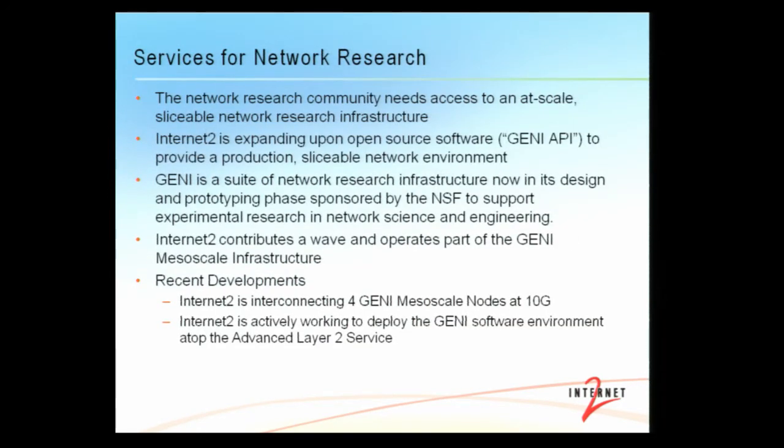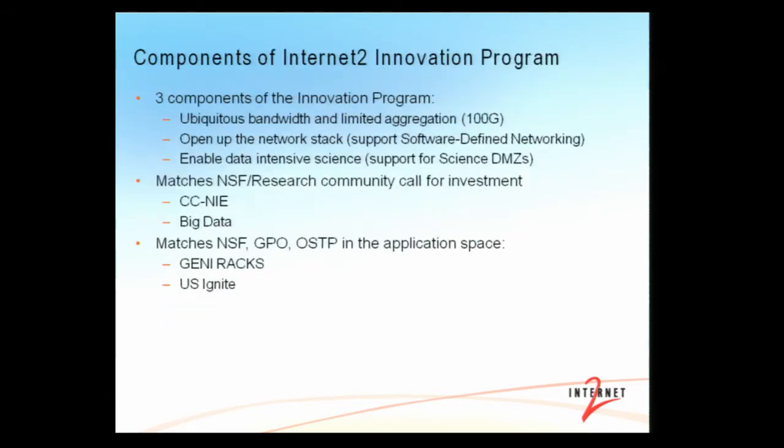If you go to the next slide, our other use case here is services for network research. Basically, we feel that the network research community needs access to an at-scale, sliceable network research infrastructure, where at-scale means nationwide, not just sitting in a lab. And so we're working towards implementing what we call the full GENI API on our backbone as well, and I'll talk about that further as we go. Next slide.